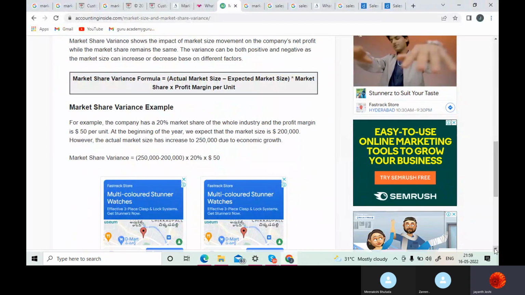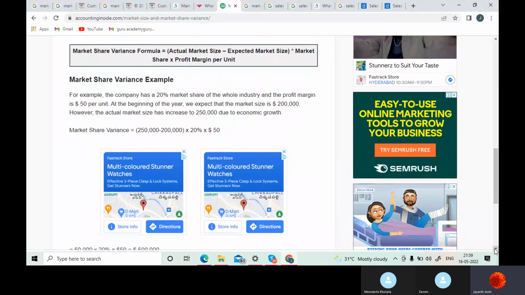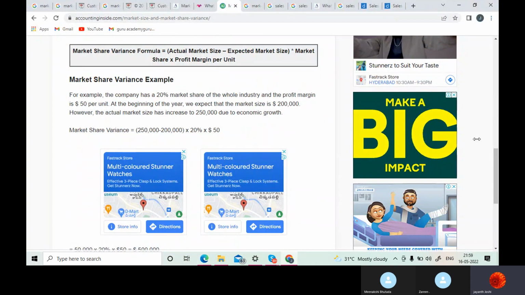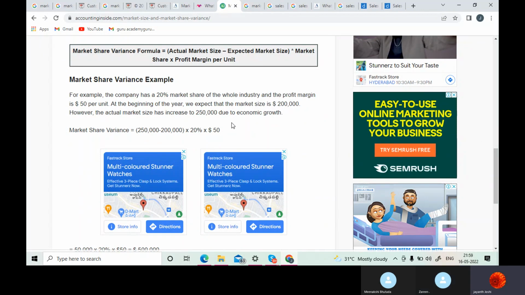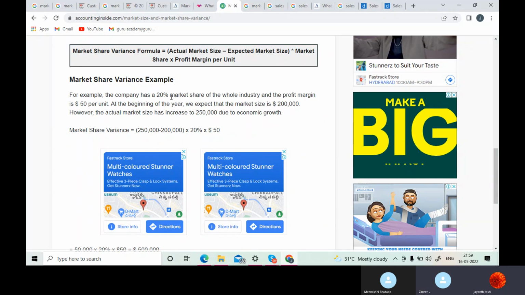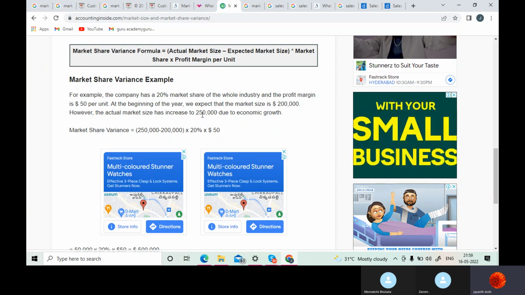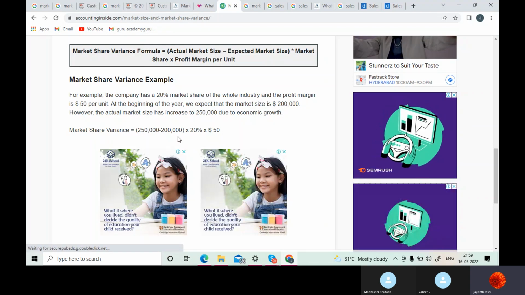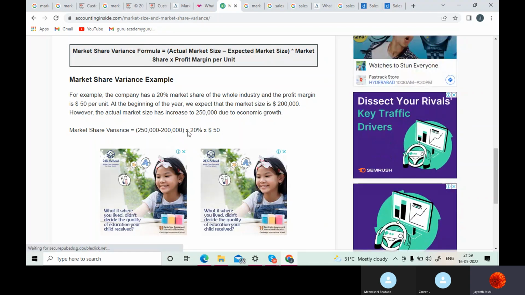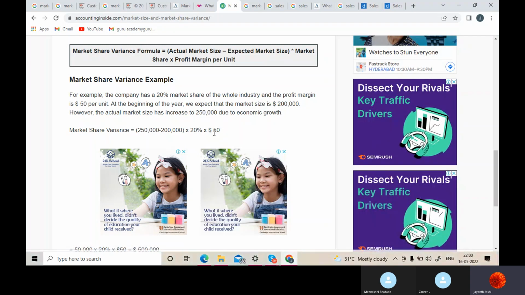Can you do this question? The price and contribution margin, or profit margin, is already given to you. So 2,50,000 is the actual market size, and the budgeted market size is 2 lakhs. Difference into contribution margin into 50. What is that 50 here?